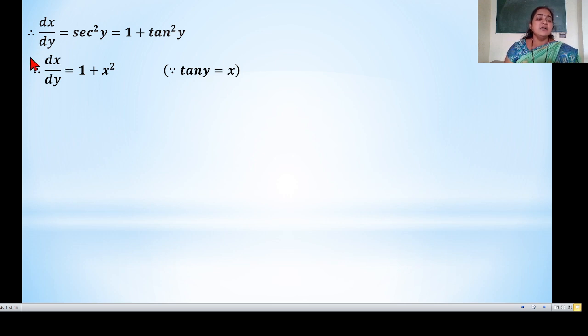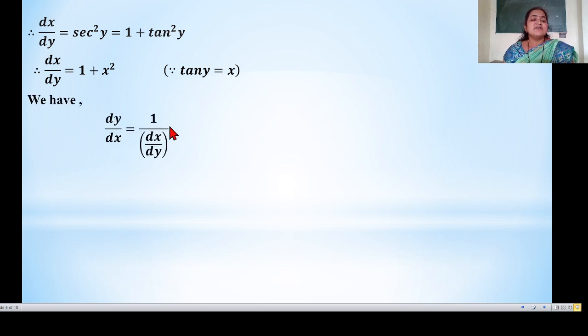But this is the derivative of x with respect to y, but I want the derivative of y with respect to x. So we use the derivative of inverse function theorem, which is dy by dx is equal to 1 upon dx by dy. But dx by dy is not equal to 0. So dy by dx is equal to 1 upon 1 plus x squared, x belongs to real numbers. So this is the derivative of tan inverse of x, which is 1 upon 1 plus x squared.